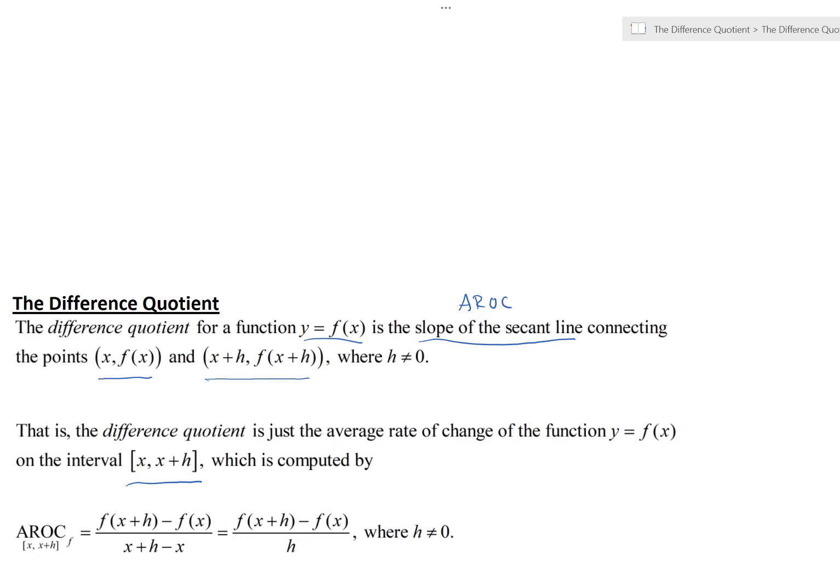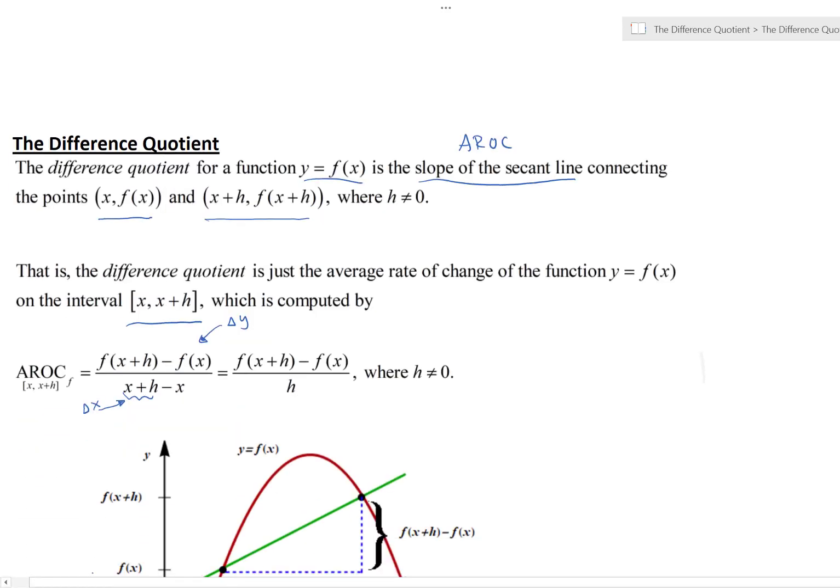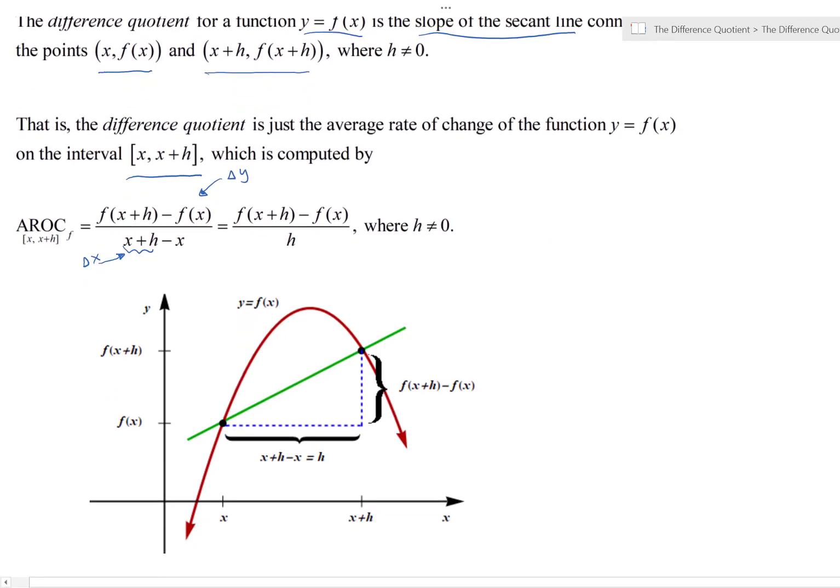If we wanted to calculate the average rate of change over this interval, then same thing. We just take the change in the output direction, which here is the difference between the outputs f of x plus h and f of x, and divide that by the change in the input direction, change in x, down here, which is just x plus h minus x, which just leaves us with a value of h. So h is really our difference in the x direction here. That is one advantage of using this notation, again assuming h is non-zero. So here's a picture to help us understand.